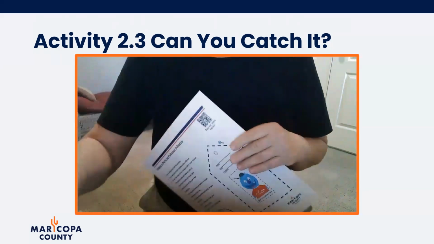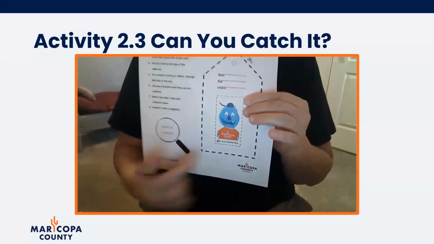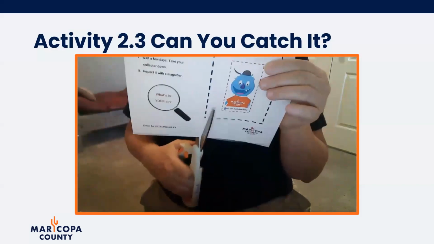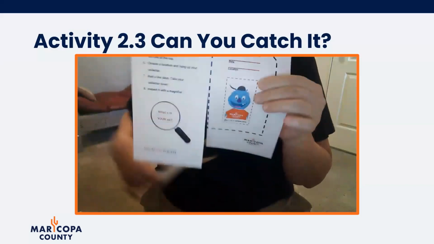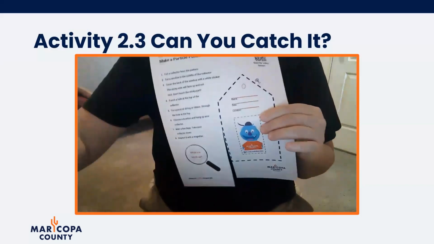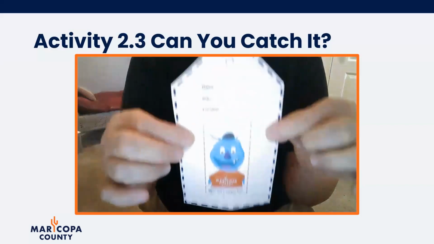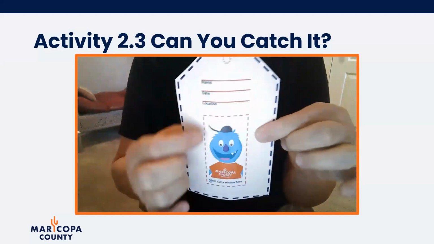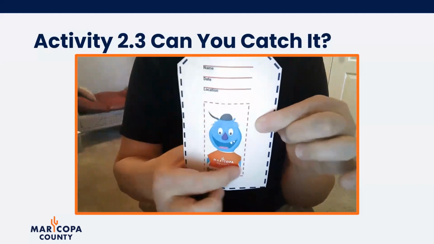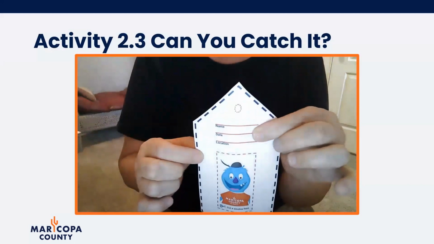So the first step is to cut out your pattern along the dotted blue lines here, just like so. Now, when you've completed that step, your pattern will look like this. So the next thing you need to do is cut a window inside along these orange dotted lines here, and then punch or cut a hole in the top right here.